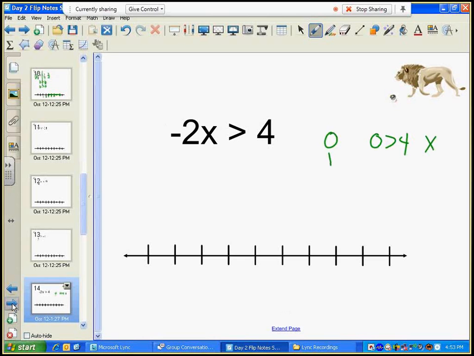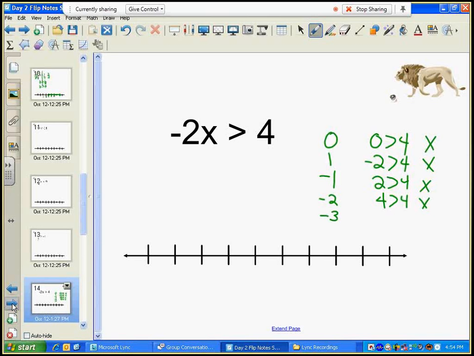Let's just try 1. Is negative 2 greater than 4? No, that doesn't work. Let's go the other way. Let's try negative 1. That gives me, is 2 greater than 4? That doesn't work. Let's try negative 2. Let's see. Is 4 greater than 4? No, that doesn't work. It's pretty good, pretty close though. I know I'm going the right direction. Let's try negative 3.